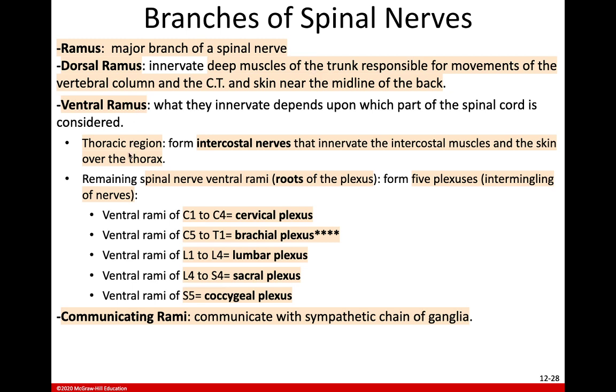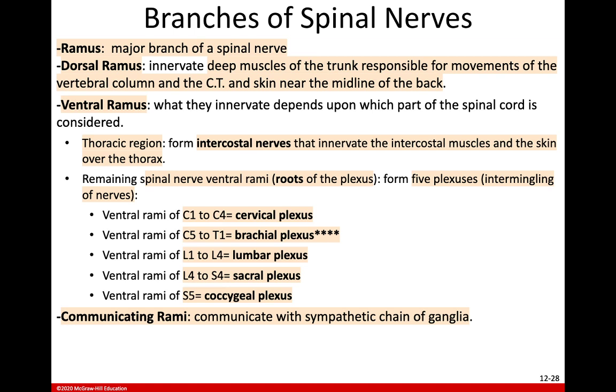In your thoracic region, again, we do not have a thoracic plexus, okay? In our thoracic region, the ventral rami of those thoracic spinal nerves form the intercostal nerves that are going to be innervating your intercostal muscles and your skin over your chest and abdomen, mainly your chest. Remember, the intercostal muscles are the muscles in between your ribs, okay? So the ventral rami of those thoracic spinal nerves form intercostal nerves that innervate the intercostal muscles as well as the skin there in your thoracic region.